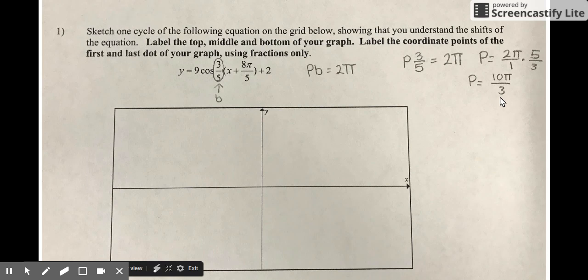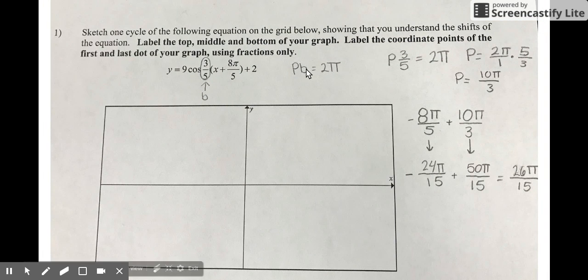Now we have to take our dot 1, which was given to us in the equation, negative 8 pi over 5, and add our 10 pi over 3. These need a common denominator, so we find that 5 times 3 is 15. If we do cross multiplication, we get negative 24 pi over 15 plus 50 pi over 15, which equals 26 pi over 15, which is the x coordinate of our dot 5.